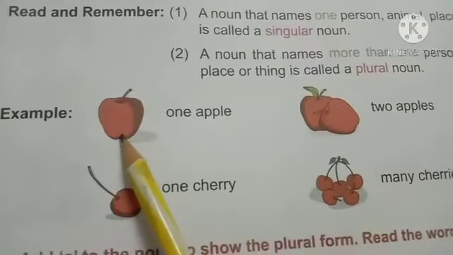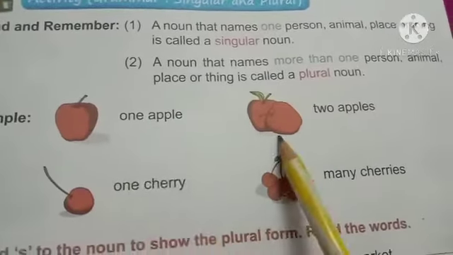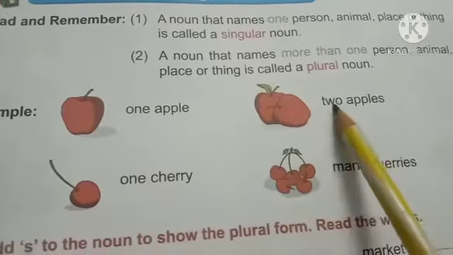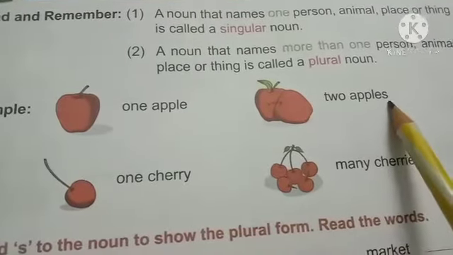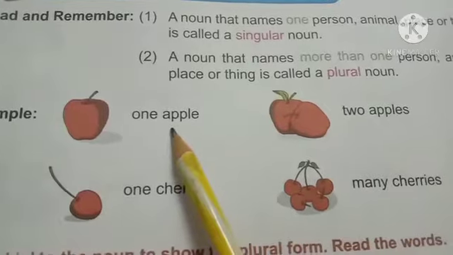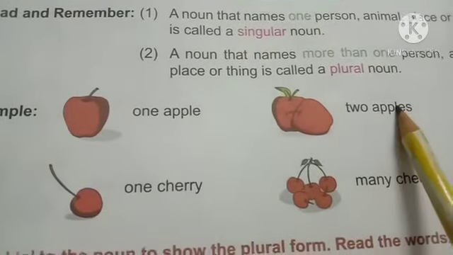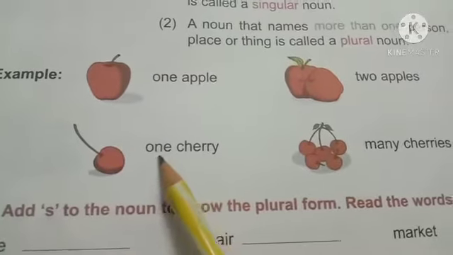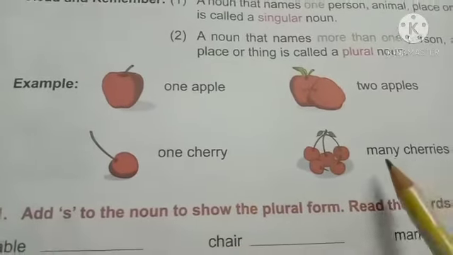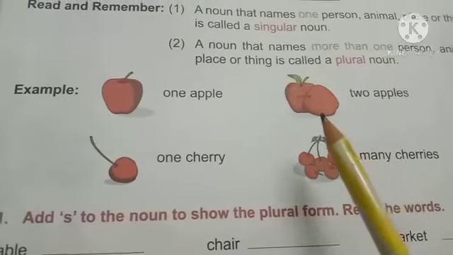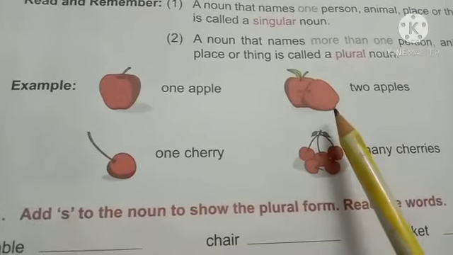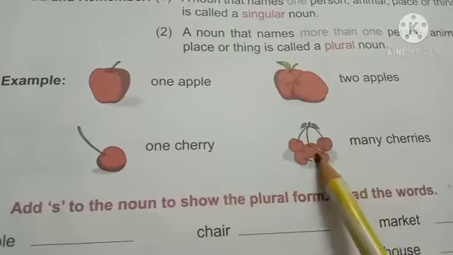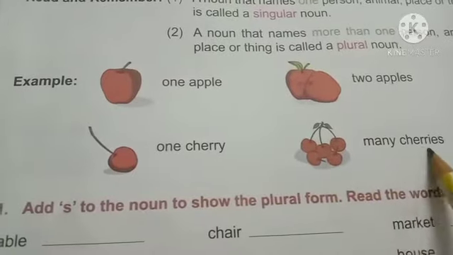Here only one apple is there. Here two apples. We have added s here. It's a singular noun. It's a plural noun. Understood? Once again, next example. One cherry, many cherries. If there are two, we can count it. Two apples, two cherries. If there are more than two, we have to say many cherries.